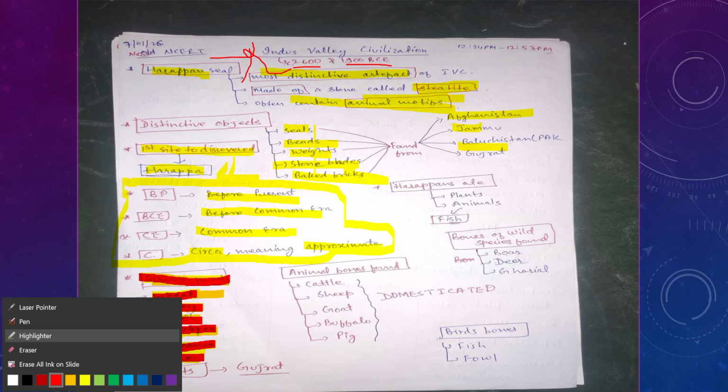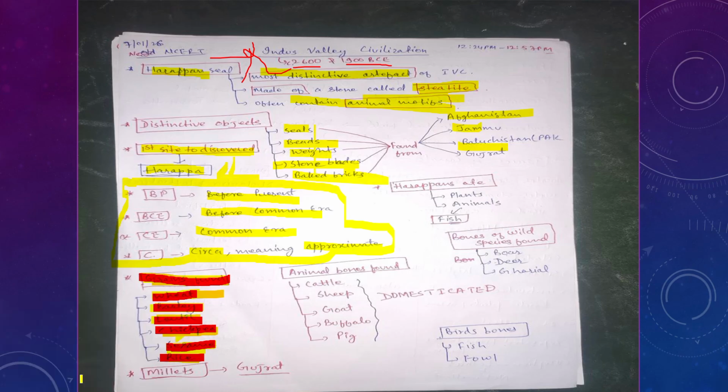Let me change the color of the highlighter. Now remains of millets have also been found in the parts of Gujarat primarily. Now there were certain animals that were domesticated. So animals which were domesticated include cattle, sheep, goat, buffalo, and pig.